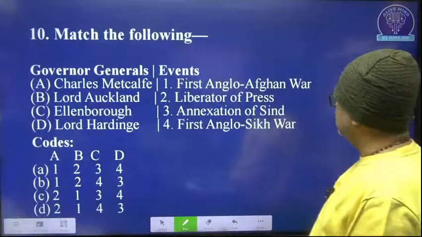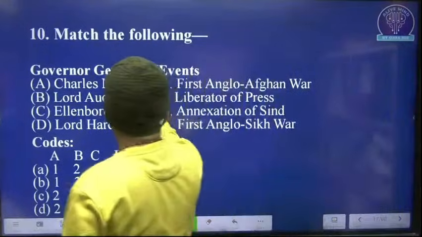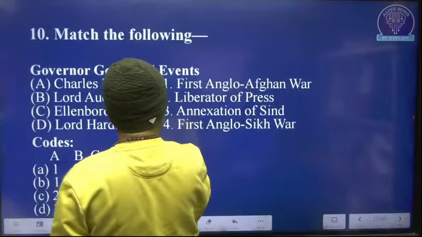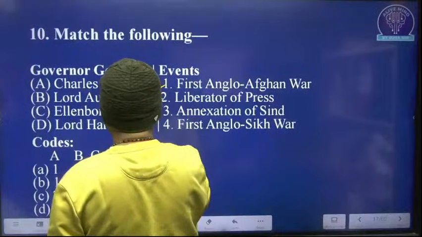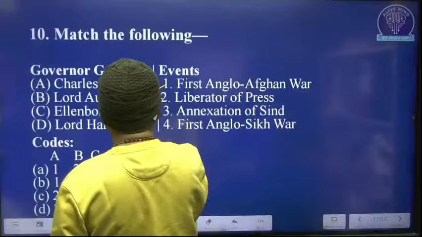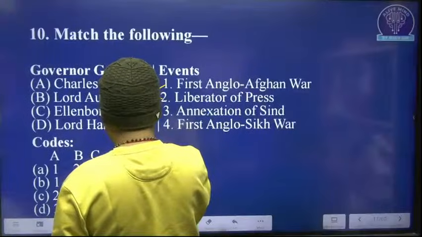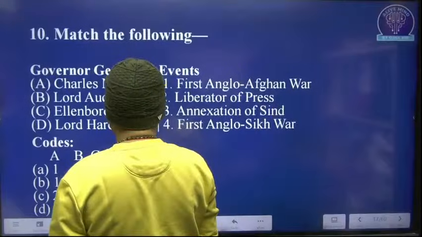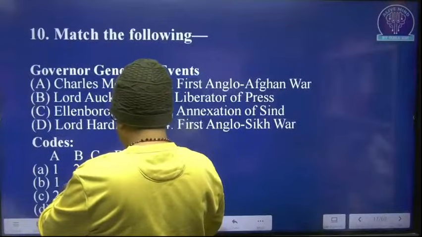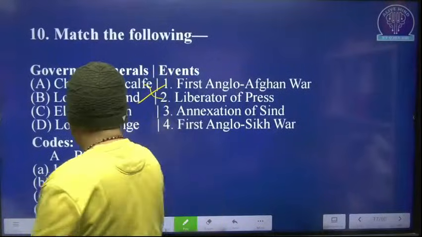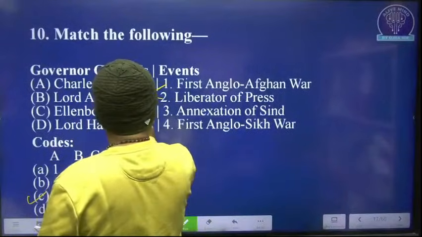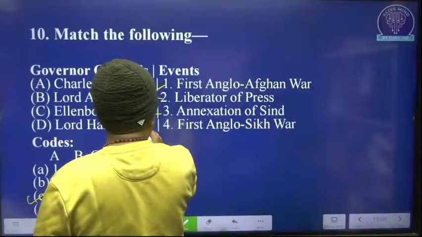Match the following. Charles Metcalfe, liberator of the press. Lord Auckland, First Anglo-Afghan War. Ellenborough. Lord Hardinge. A2, B1. Ellenborough, annexation of Sindh. Lord Hardinge, First Anglo-Sikh War.